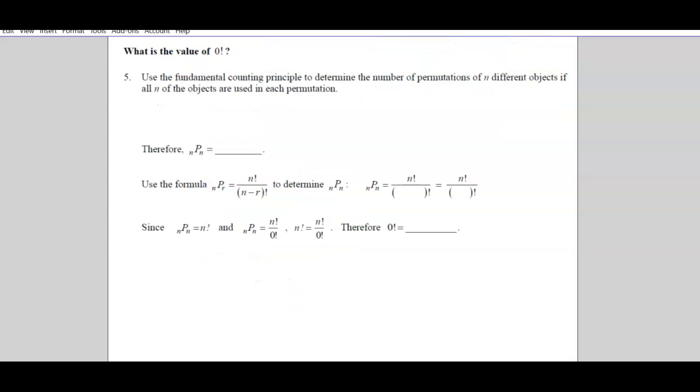Okay, so let's take a look. What's the value of 0 factorial? So let's go through this process here. It says use the fundamental counting principle to determine the number of permutations of n different objects if all n of the objects are used in each permutation. So that is just n times n minus 1 times n minus 2 all the way down to 2 times 1. It's n factorial.